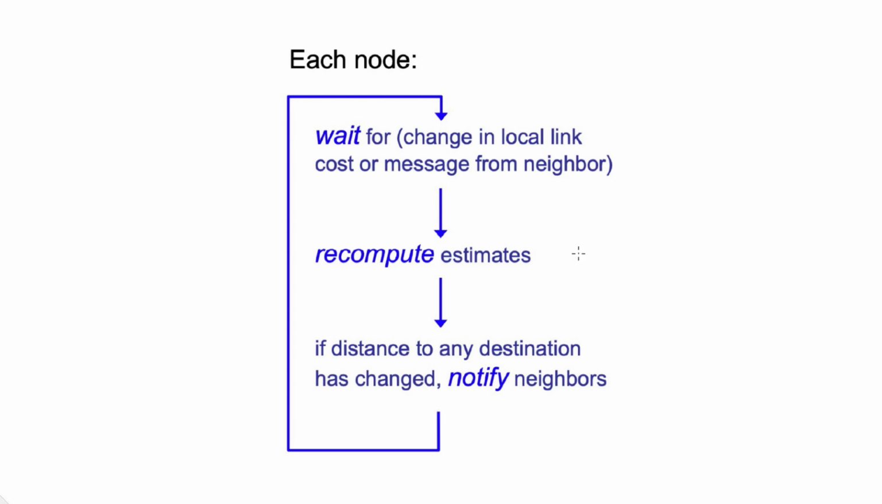This is the same thing, the flowchart of the pseudocode. It says wait and then recompute. If there is a change, then notify every other neighbor and just keep on doing it, right?